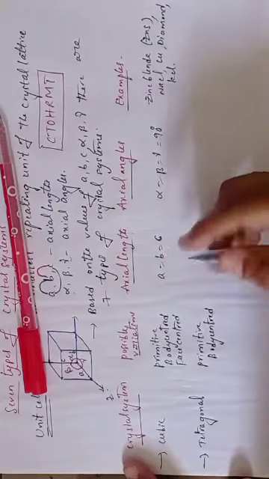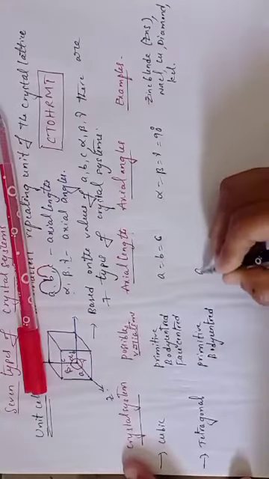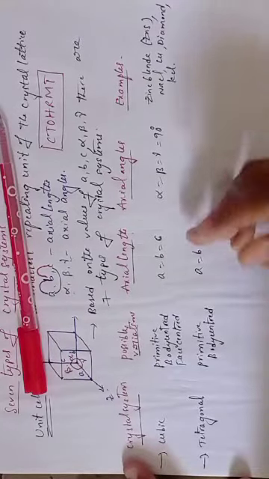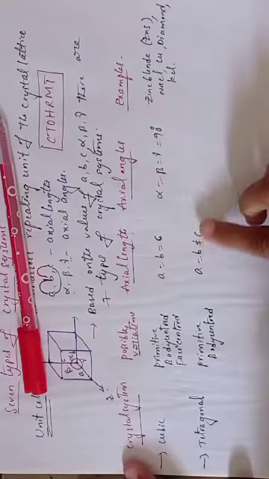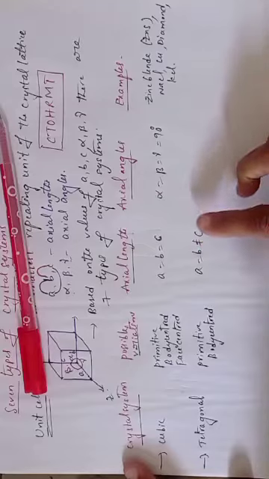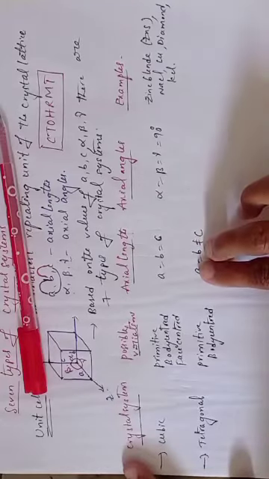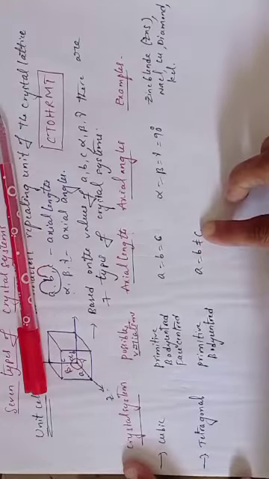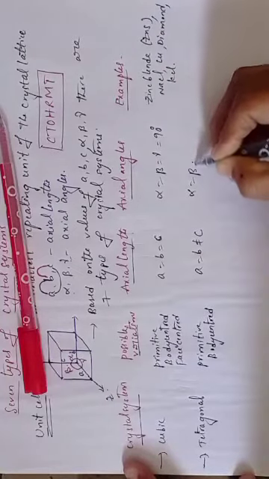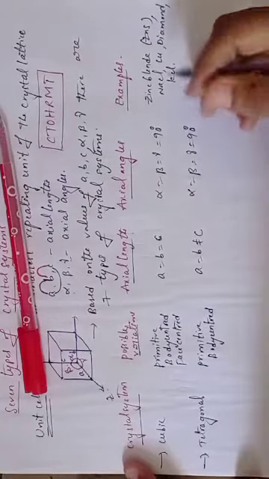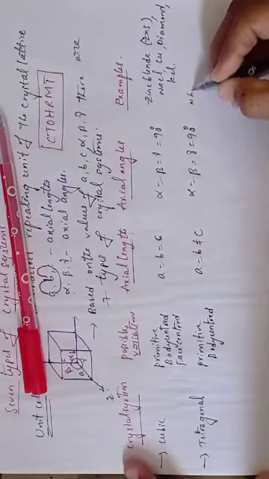How many axial lengths are there in tetragonal system? A is equal to B, not equal to C. That means the axial lengths A and B are equal, but C is different. C length is different, students. And coming to the axial angles, alpha, beta, gamma are equal to 90 degrees. What are the examples we can take?